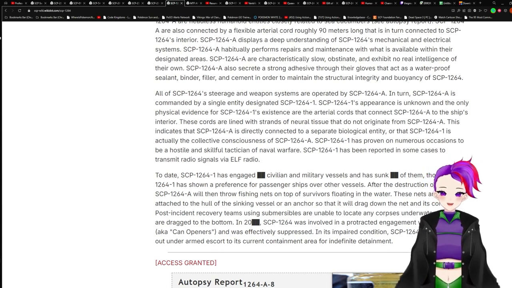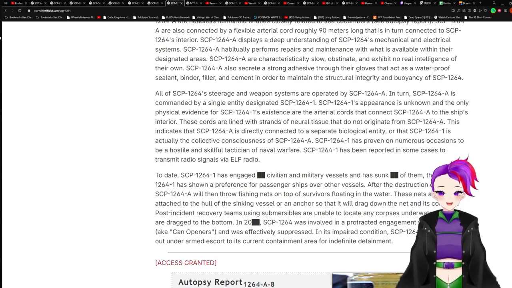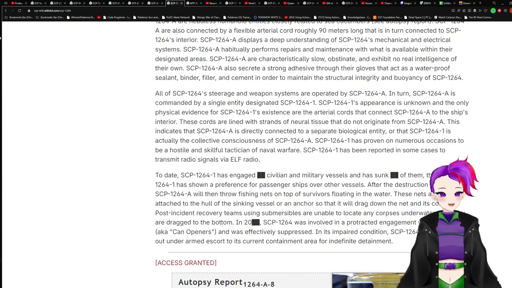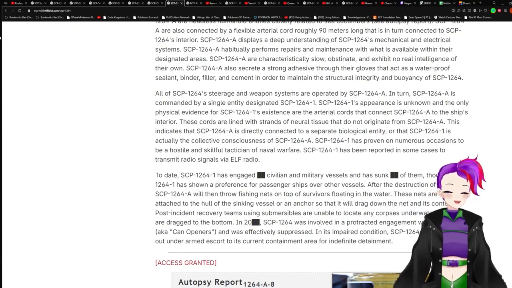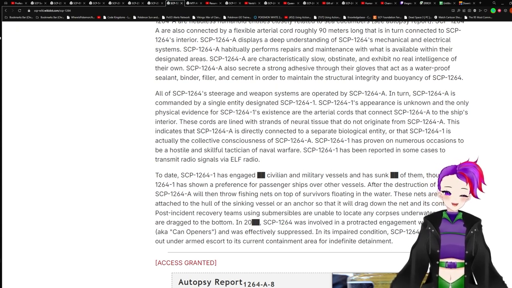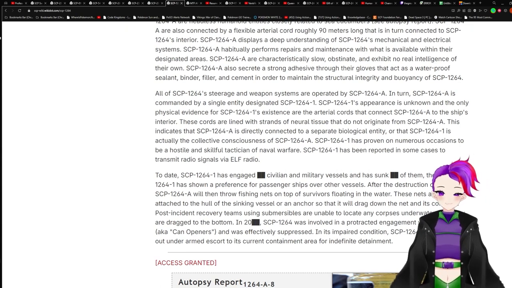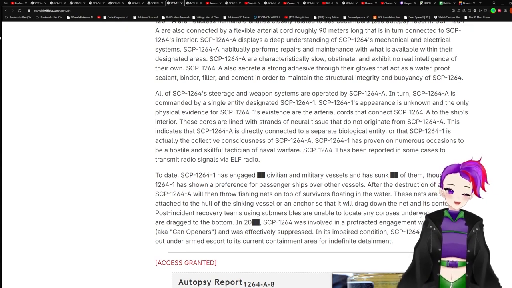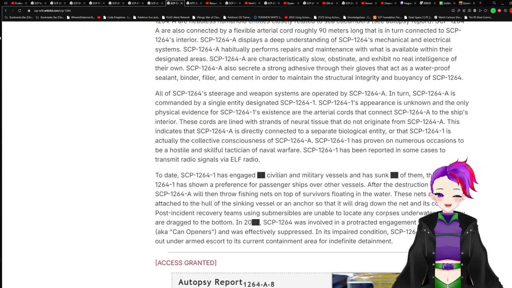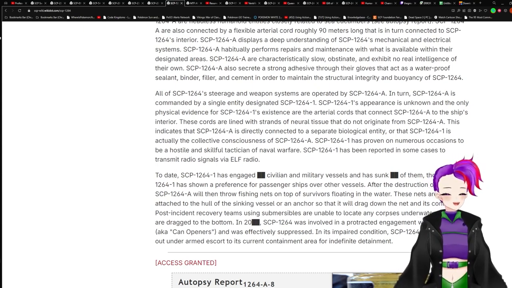Dash A also secrete a strong adhesive through their gloves that acts as a waterproof sealant, binder, filler, and cement in order to maintain the structural integrity and buoyancy of 1264. All of 1264's steerage and weapon systems are operated by Dash A. In turn, Dash A is commanded by a single entity designated Dash 1. Dash 1's appearance is unknown, and the only physical evidence for Dash 1's existence are the artery cords that connect Dash A to the ship's interior.